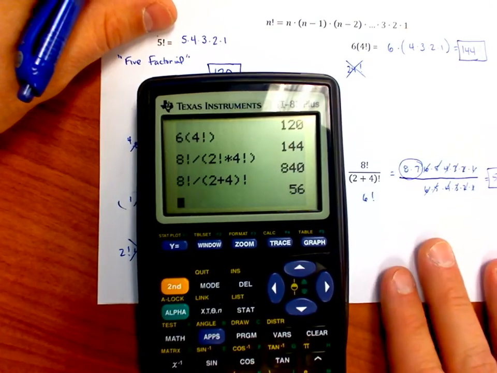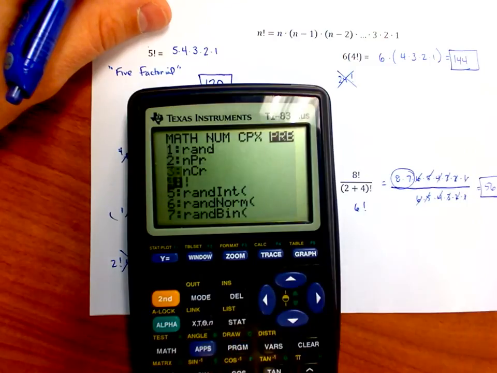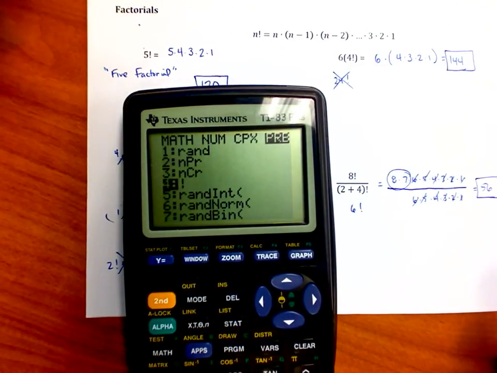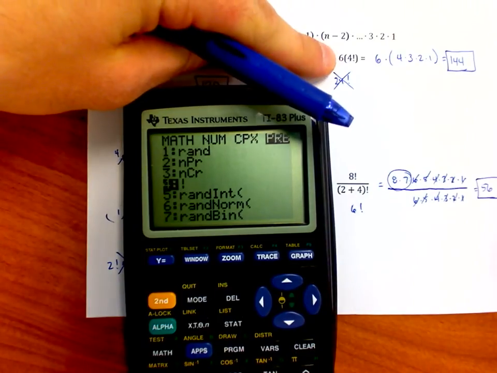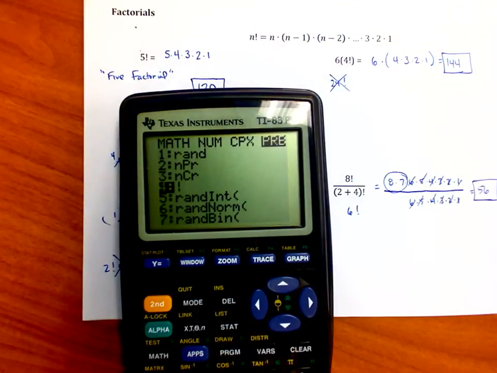So as long as you know how to get to that math menu and use the probability menu over here, you can do these on your calculator. You just got to be careful about the parentheses, right? Just like everything else we've typed in. So hopefully that makes sense. Sometimes they're going to be easier to do by hand like this. You know, that's pretty quick. But if we get really big numbers, it might be helpful to know how to use the calculator as well.